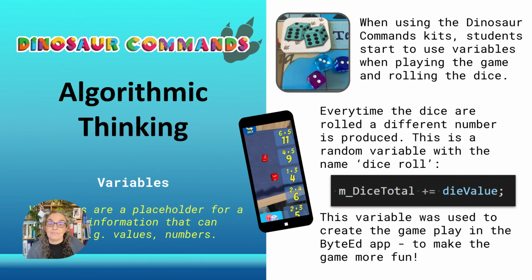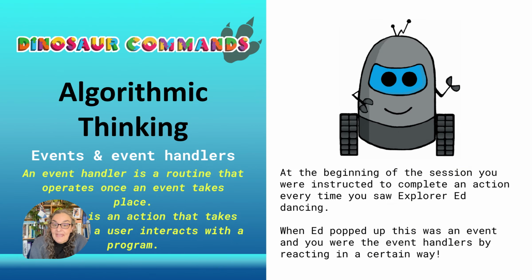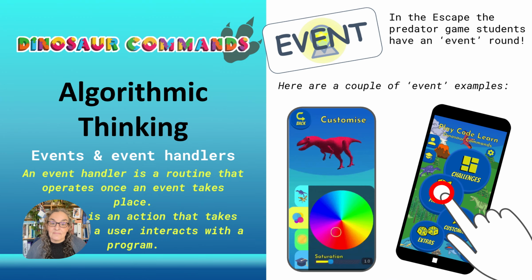Now, at the very beginning, I asked you to come up with an action every time you saw Explorer Ed, and there was a reason for this. This was a way to introduce events and event handlers. So when Ed popped up, this was an event, and you acted as an event handler. You saw that event and you reacted in a certain way, causing something else to happen. So this is how we can introduce events and event handlers to students.